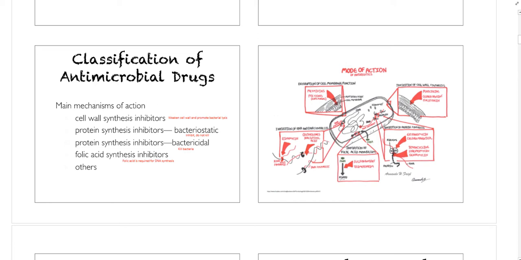And then folic acid is very critical for microbes, I think it's actually just bacteria, for DNA synthesis. And we get this from our diet, whereas with microbes, they have to actually create it. So if we are inhibiting their folic acid synthesis, then they can't create DNA and they die.